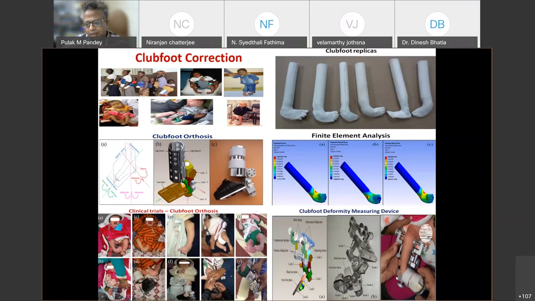Then there is the clubfoot deformity measurement device. You can see here the device which we have developed, and there are a number of scales, scale 1, 2, 3, 4, 5.